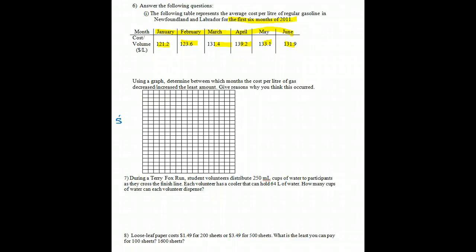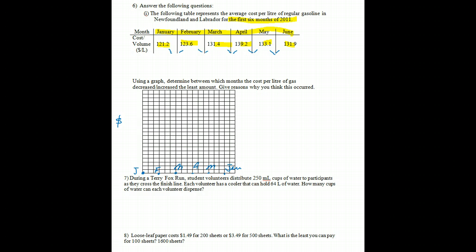So you will put your cost here, place your months, January, February, March, April, May, and June here. Now, obviously we'll write that below. And you can plot this out. I don't want to do that. I think it'd be faster here if you just look at the change occurring between each month.